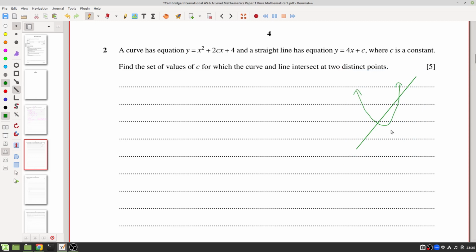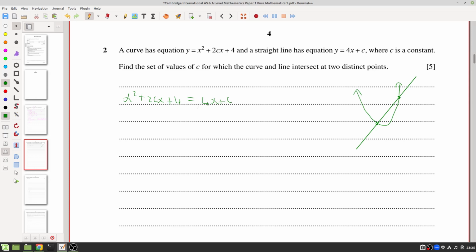So how do we find the points of intersection? The points of intersection are where the graphs are equal to each other, so that would be there and there. How would we find those points? We'll just set this equation equal to that equation. So let's do that. We're going to set x squared plus 2cx plus 4, the parabola, equal to the straight line 4x plus c. And then we're going to solve it.